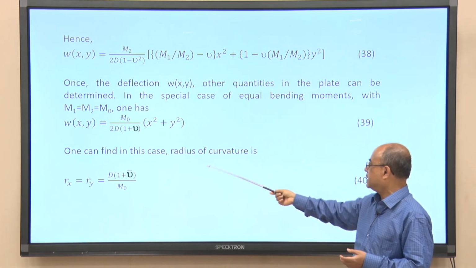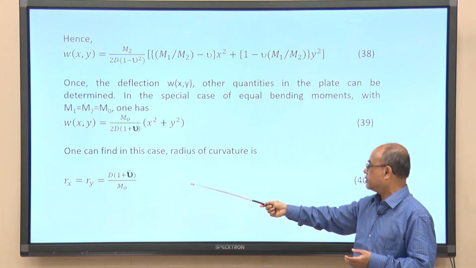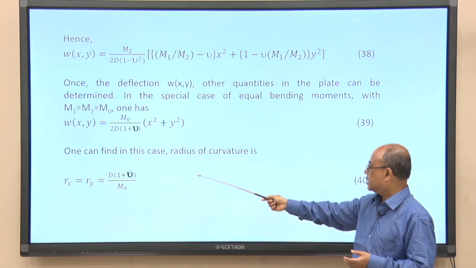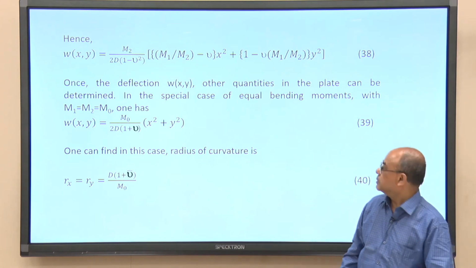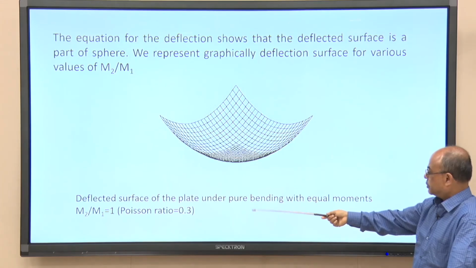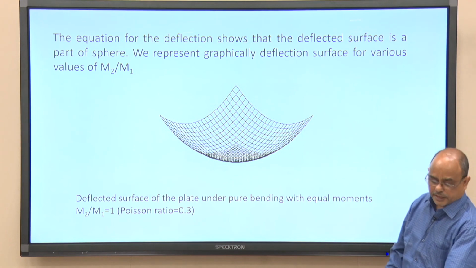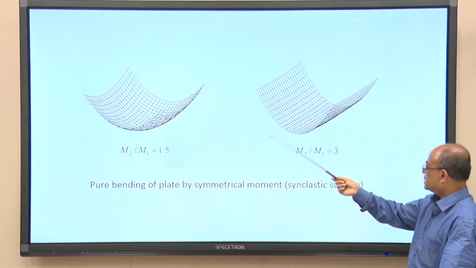So, one can find in this case the radius of curvature as r_x equal to r_y equal to (D + μ) divided by M_0. Okay. So, the surface will look like that when M_2 by M_1 is equal to 1 and Poisson ratio is 0.3. For that I have plotted, and for different values of M_2 by M_1 ratio, 1.5, 3, but all are symmetrical cases.